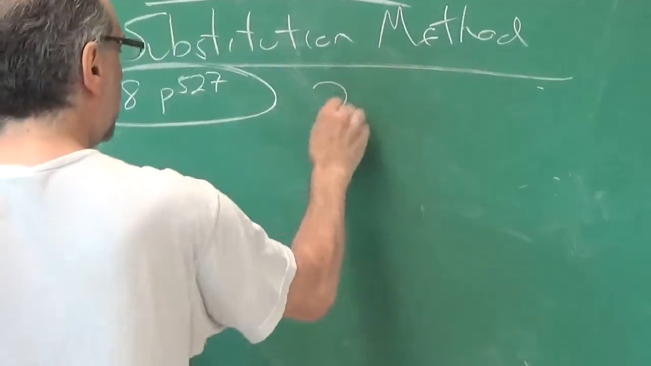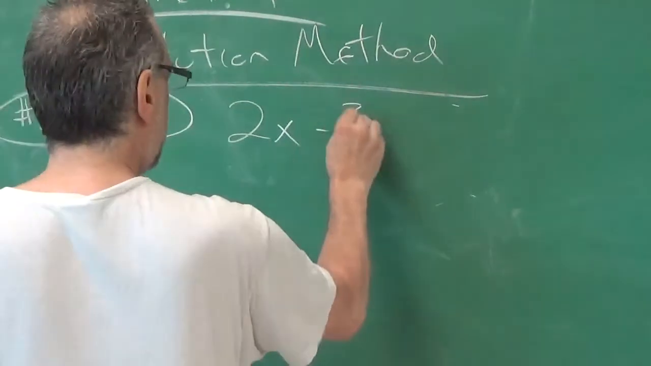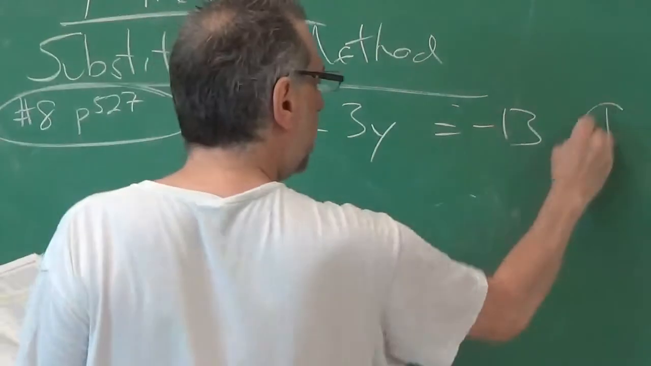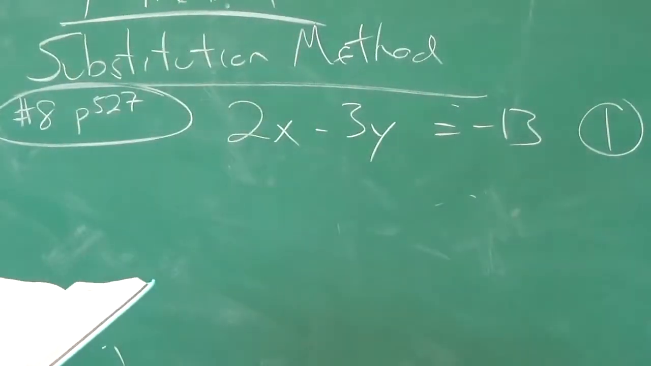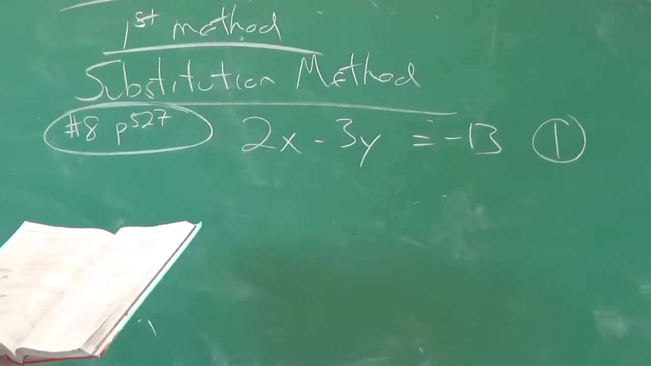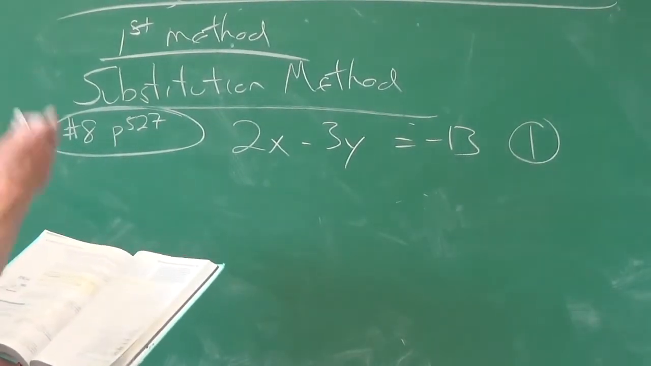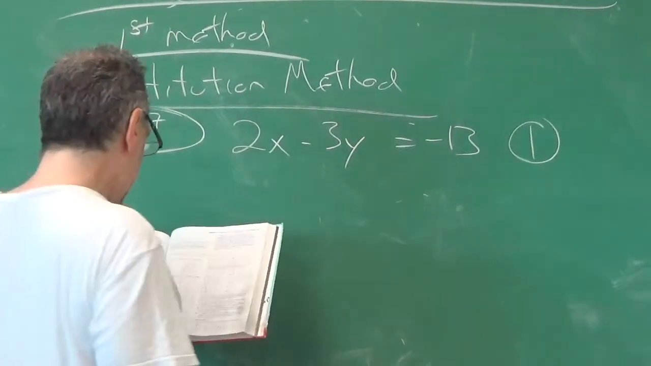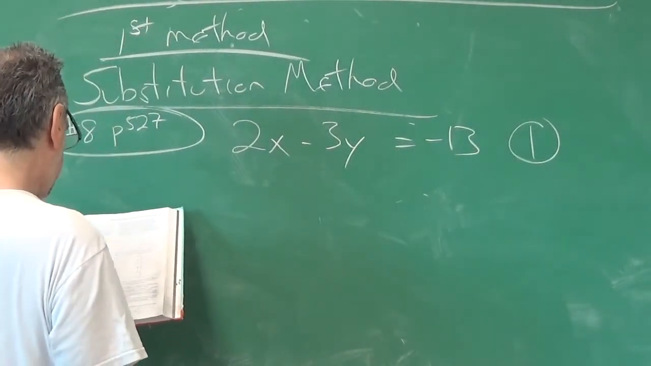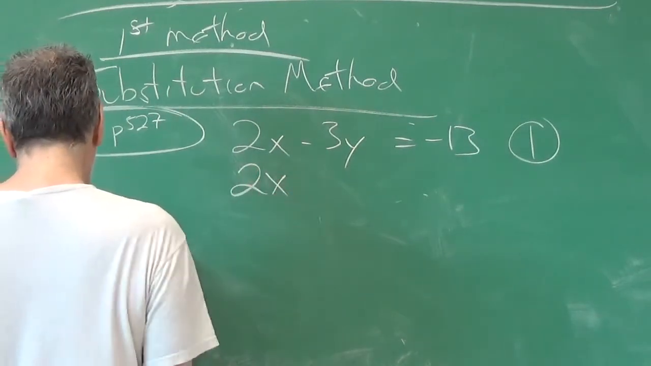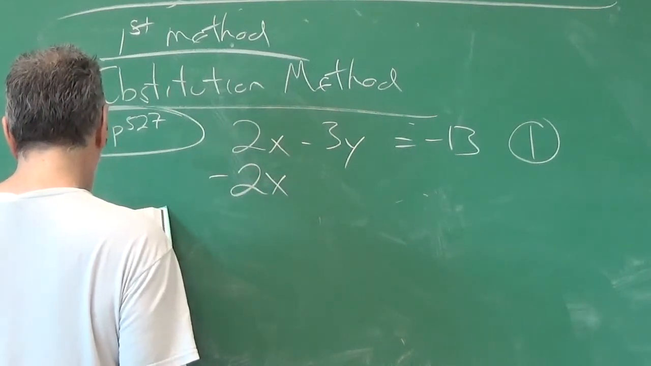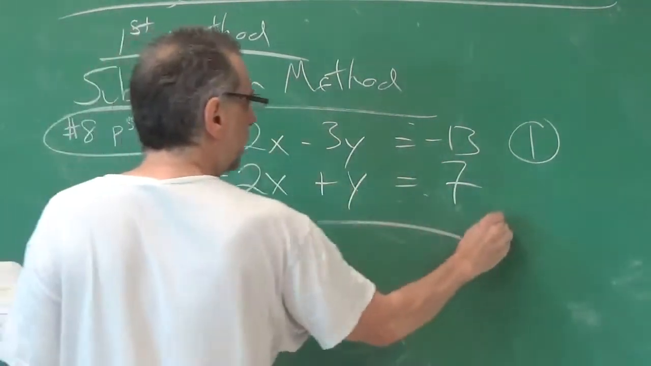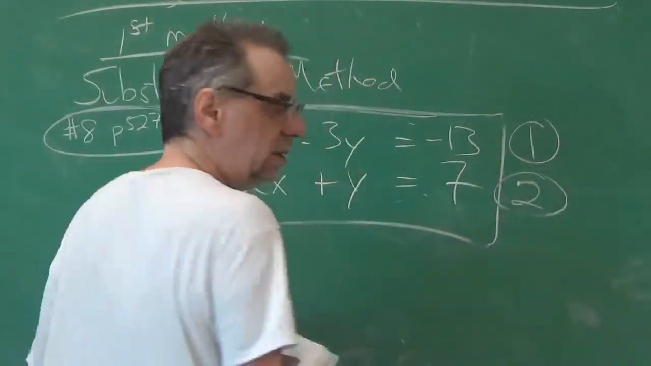We have a system of two equations. 2x minus 3y equals negative 13. That's equation 1. I like to label them so we can refer to them as we go. And the other one, I'm going to rearrange it first. It's not in the columns, like we said, we like to rewrite it, so I'm going to rewrite it immediately here and put it in the form that I want, which is negative 2x plus y equals 7.